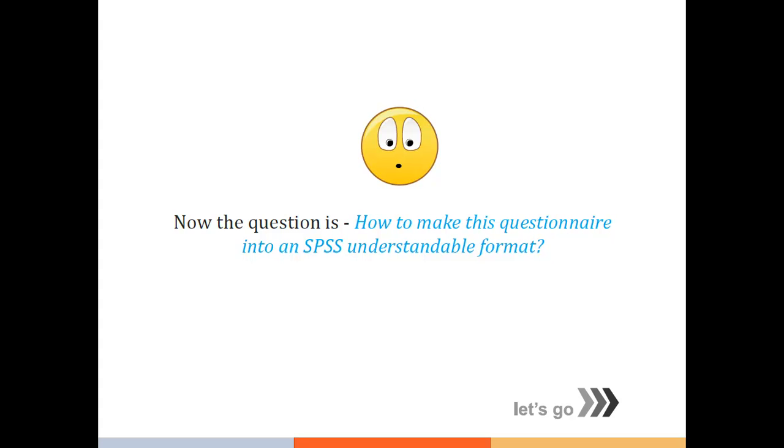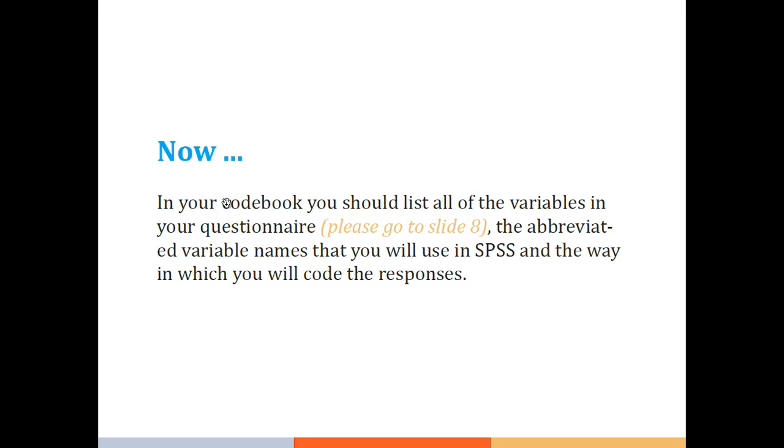Now, the question is how to make the questionnaire into an SPSS understandable format. It means SPSS will not understand your question directly. So, let's go. To do so, first of all, take a piece of paper and this paper will be called your SPSS codebook. Now, in your codebook, you should list all of the variables in your questionnaire, the abbreviated variable names that you will use in SPSS and the way in which you will code the responses. Sounds confusing? Okay, no problem. Let's visualize it.